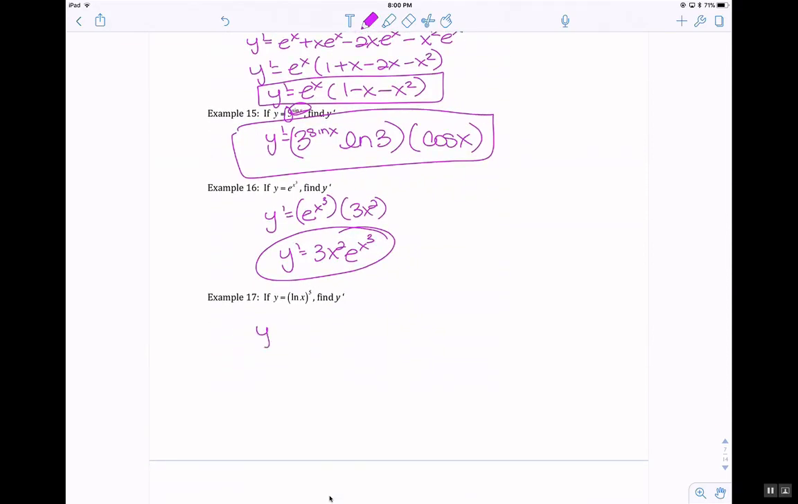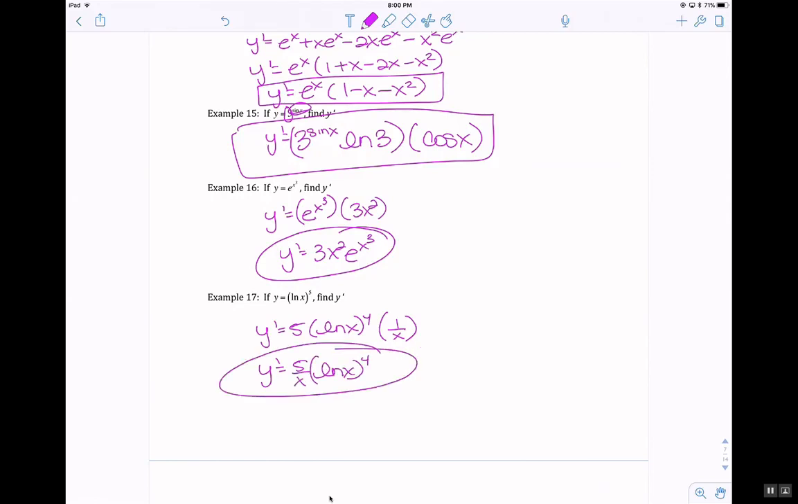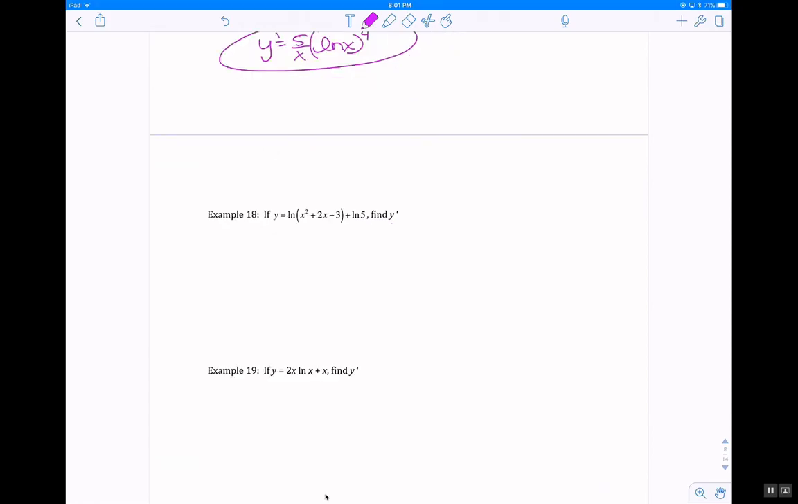Again, you have a chain rule for 17. Y prime: bring down the 5, ln of x to the 4th power, times the derivative of ln of x, which is 1 over x. So y prime is 5 over x, ln of x, the quantity to the 4th. Okay, so 17.